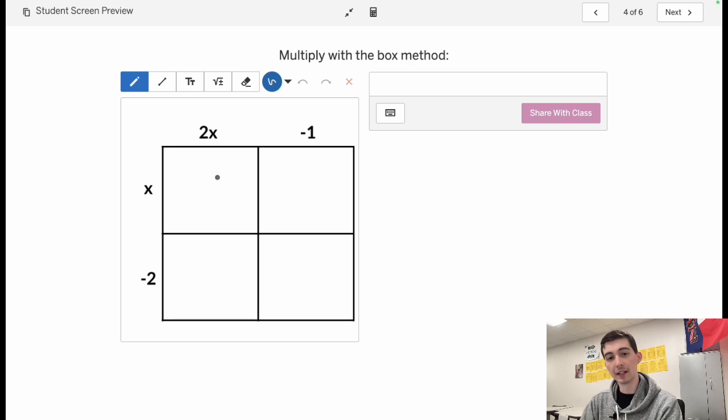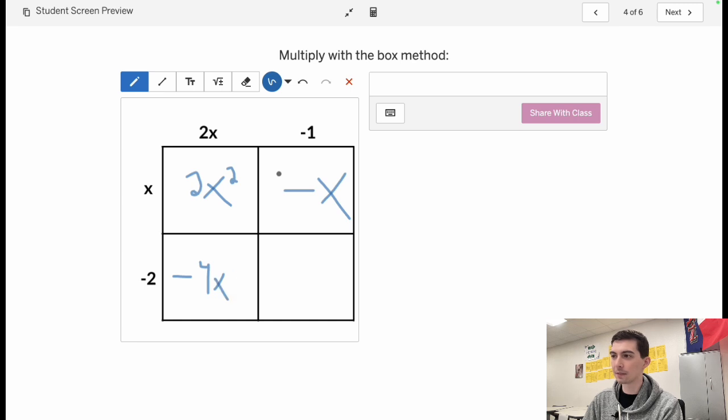When we're factoring, essentially what we're doing is dividing this trinomial into two different things. In the past, we've talked about multiplying. So I can multiply these two binomials that we just found using the box method. We've got 2x times x, that'll give me 2x squared. Negative 1 times x gives me negative x. And 2x times negative 2 gets me negative 4x, and negative 1 times negative 2 gives me positive 2.